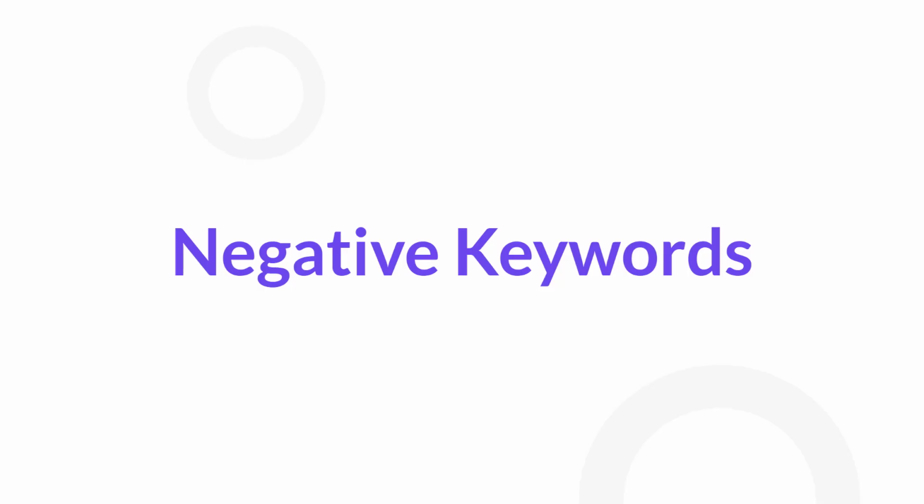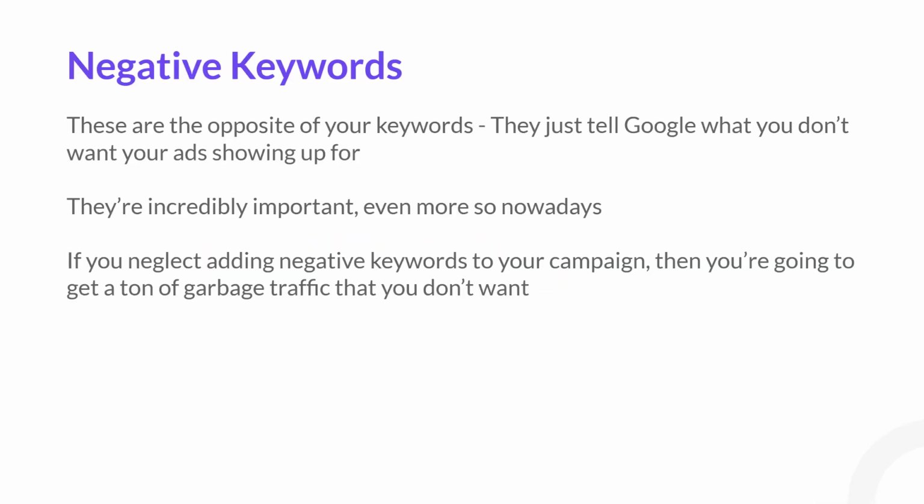All right, so negative keywords, these are a very, very important part of your campaign. So do not neglect this before you launch your campaign, and definitely don't neglect it when your campaign is running. Negative keywords are essentially the opposite of what a keyword is. They just tell Google what you don't want your ads showing up for. They are incredibly important, especially nowadays, because with the way match types have changed, you almost have to direct Google towards the traffic you want them to show your ads for with those negative keywords, because things like phrase match and exact match are not as specific as they used to be.